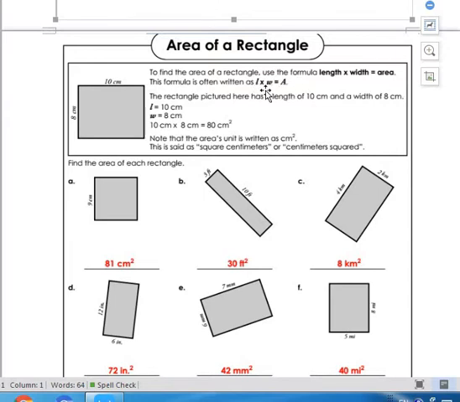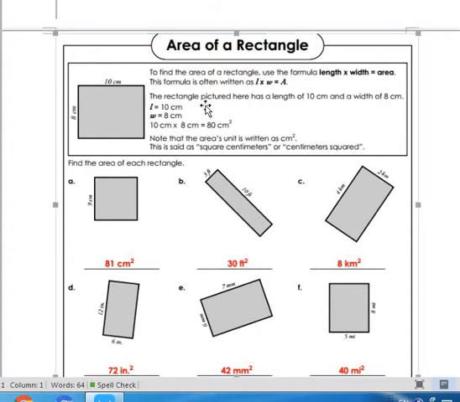Why? Because these are the abbreviations of what? Of length and width. The rectangle pictured here has a length of 10 centimeters and a width of 8 centimeters. So 10 times 8 gives me 80 square centimeters.